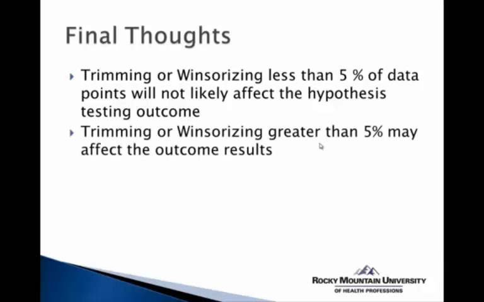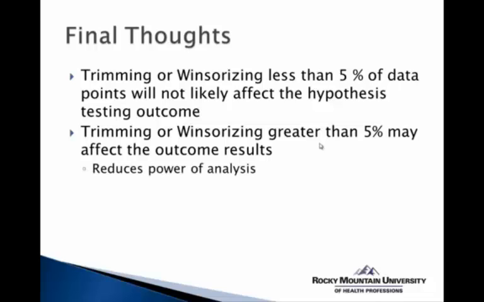If we have greater than 5% of our data set that may need to be trimmed or Winsorized, we need to be very careful about doing that. And in many cases, we want to try and avoid that situation. When we are trimming or Winsorizing greater than 5%, that could definitely affect any hypothesis testing outcomes and could certainly affect the p-value at which we're testing our hypothesis.